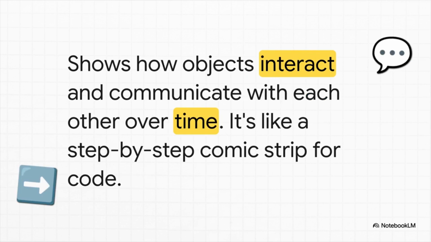And then, if we want to show how all those parts actually work together to get something done, we pull out a sequence diagram. This shows the behavior. It's literally a step-by-step, blow-by-blow account of how different pieces of the system talk to each other to complete one task, like making an online purchase. Honestly, it's kind of like a comic strip for code.